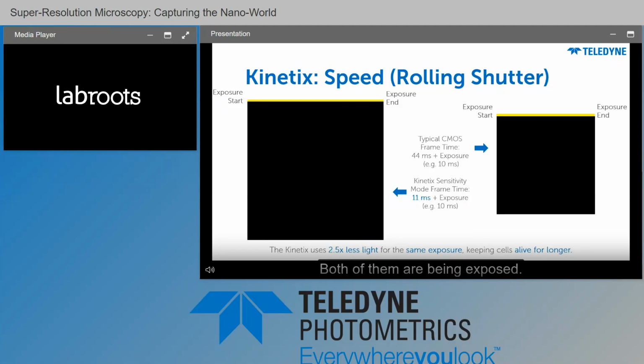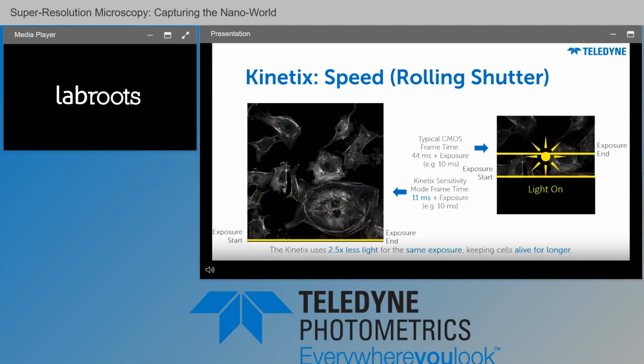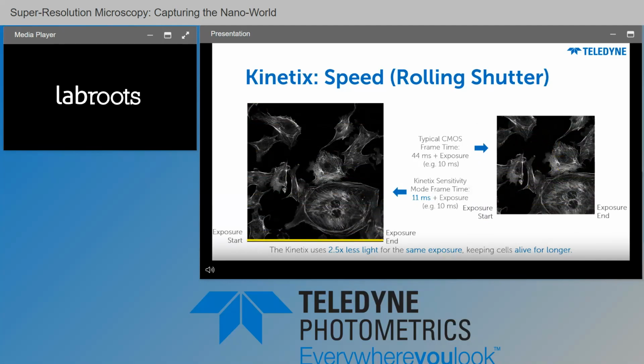Both of them are being exposed for 10 milliseconds, but because the Kinetics has such a fast line time, the sample is exposed to less light, as we can see now. The typical CMOS has exposed the sample to light for much longer because the line time is slower. So even though they have both the same exposure time, the Kinetics uses 2.5 times less light while achieving the same exposure. This means there's less light dose and you can keep your cells alive for longer.